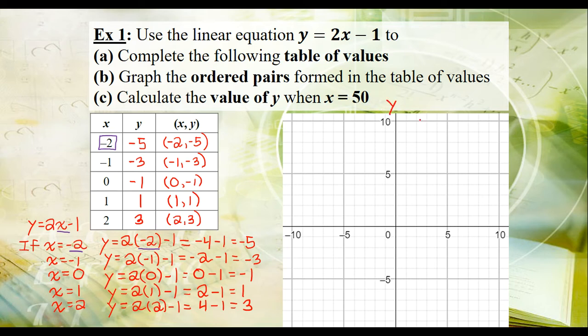Now, I want to take these points and I want to plot them on this grid. So this is my y-axis and this is my x-axis. Okay, so -2, -5, we plot by starting at the origin and going 2 to the left, and we go 5 down. So this first point is going to be, oops, did not seem to like me doing that. We'll make it right here.